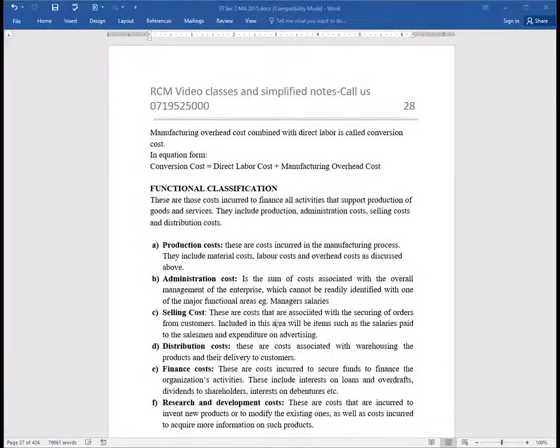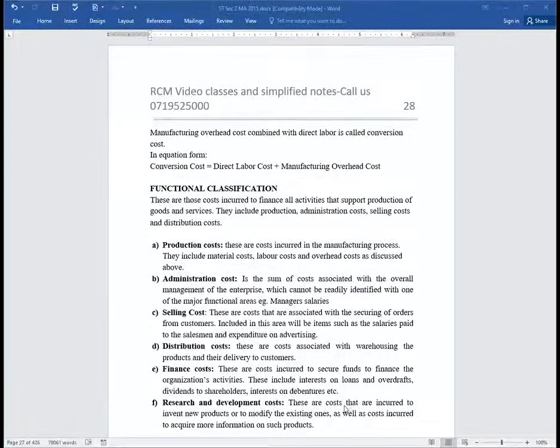We have selling. Selling is a serious function of any company. All those costs that are associated with securing orders from customers must be included under selling. Costs like advertisement, wages paid to salesmen, and the commissions paid to salesmen. Then we have distribution costs.